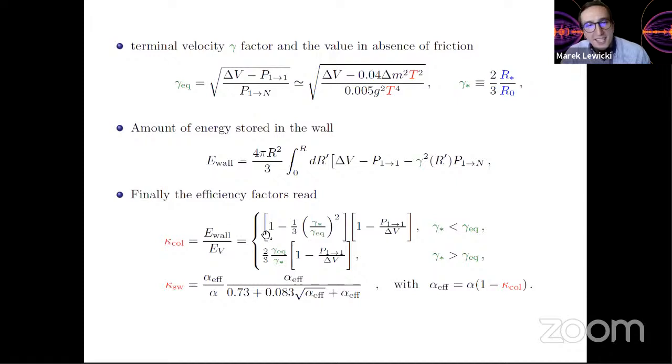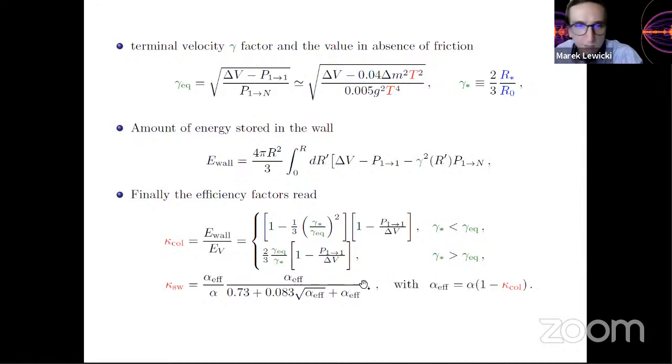This number might be a fraction, but also close to 1. And essentially, the efficiency can be large. In any other case, where the walls have stopped by the time they've collided, it goes down linearly with gamma. And then, of course, if we want to also compute the sound wave contribution, we need to just take out the energy that we use to accelerate the walls from the total using this alpha effective.